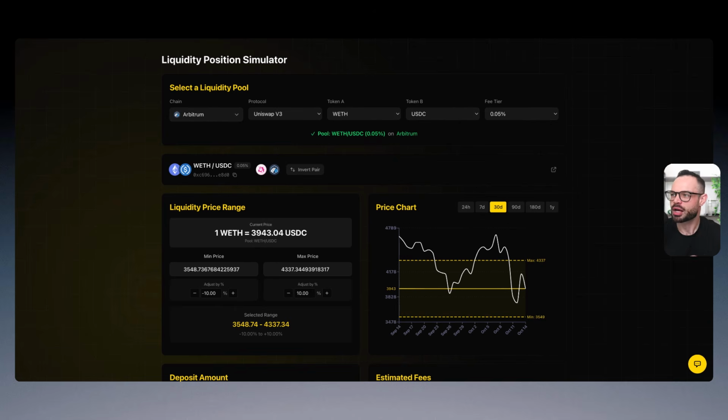I think there's a lot of utility and power in being able to simulate yield opportunities across different dexes, even just different networks and different fee tiers is important to compare and contrast.